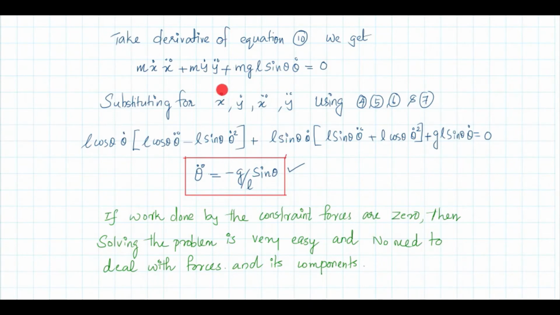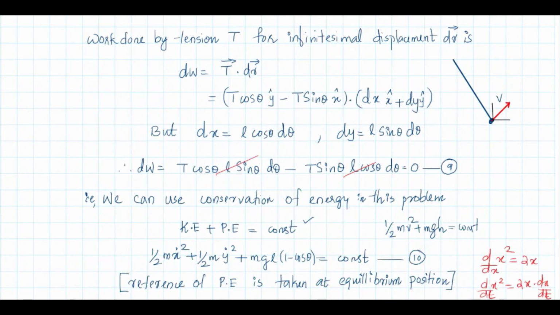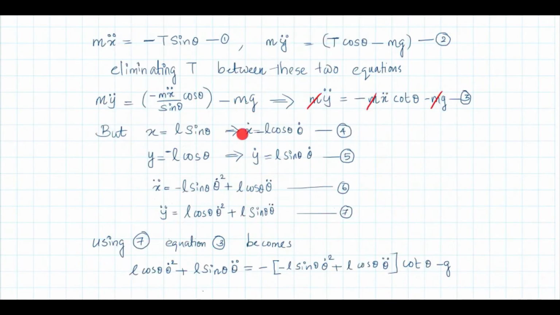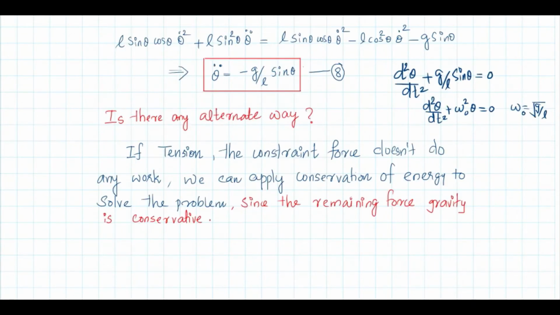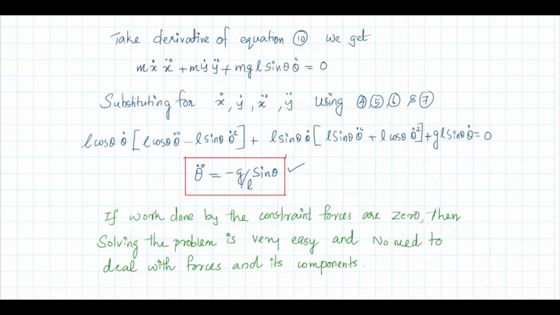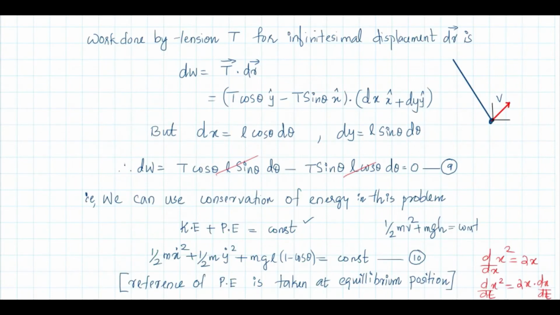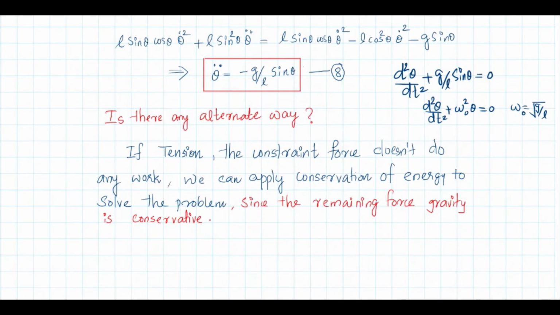We already have the equations for x dot, y dot, x double dot and y double dot. So substitute those equations in this expression and solve. You will get theta double dot equal to minus g by l sin theta. Theta double dot is equal to minus g by l sin theta, the same expression we obtained using the Newtonian formulation.